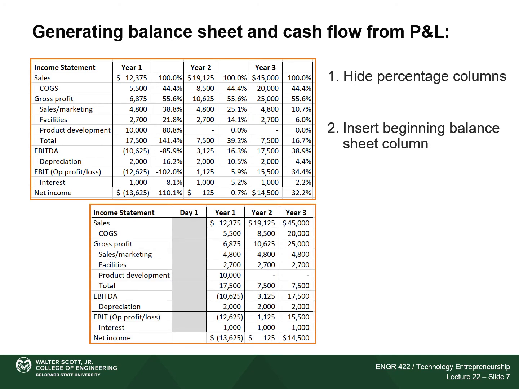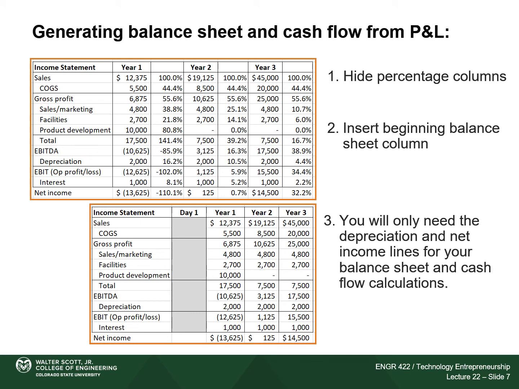When you do that, your income statement will actually look like this on your computer screen. The other columns after year 1, year 2, and year 3 that have the percentages have been hidden because they're not things that you would use for the balance sheet and cash flow statement. And we've added a column which we've called day 1, which is where we can put the beginning balances. What we will do next with this is we will start to work out what things in that income statement we actually need in order to do our calculations for the balance sheet and cash flow statement.